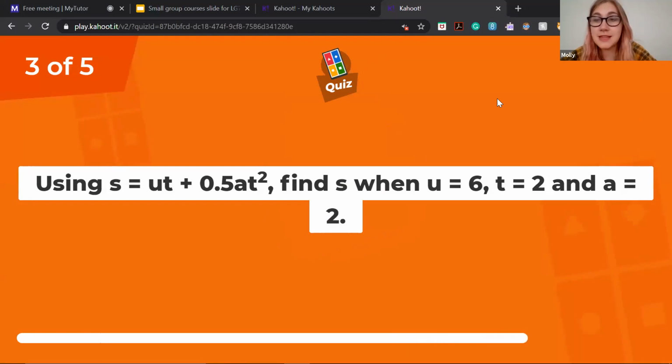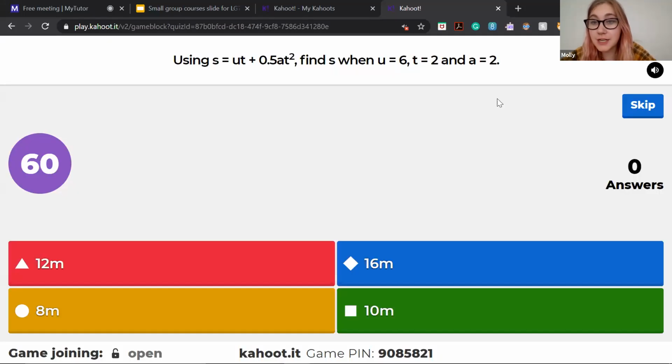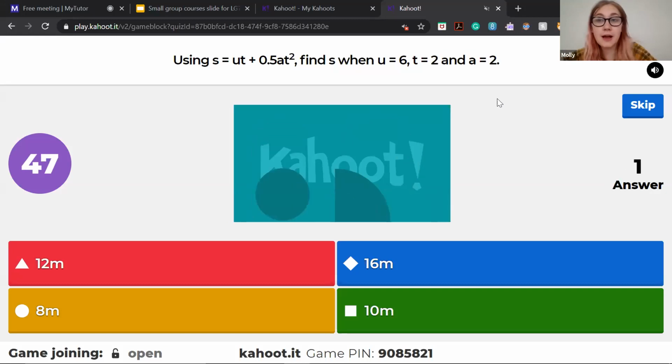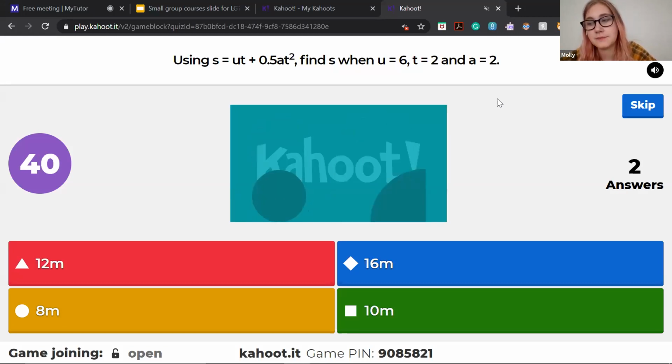So here's another one. Maybe this one's slightly easier because you don't have to do any rearranging. So we're just looking for S using that equation there. So we've got U, T, and A. Substitute them in and see if you can get S. Don't worry if you don't know how to do that, but you don't need to know SUVAT equations to be able to do it, if that makes sense. So again, I'll let the timer go all the way down.